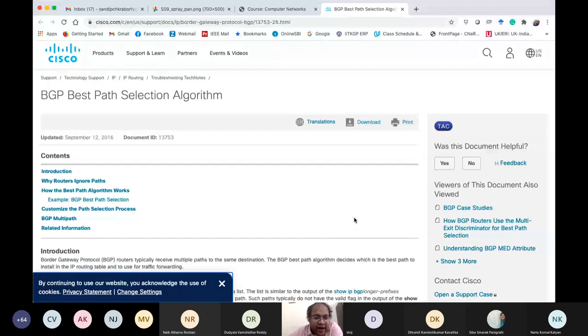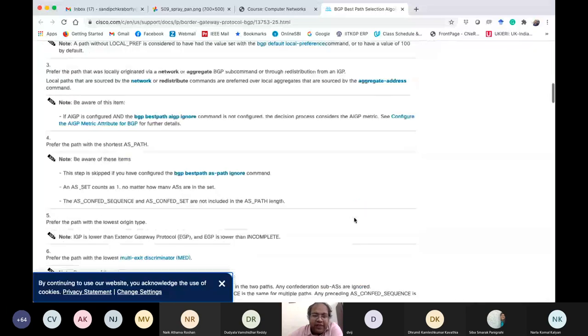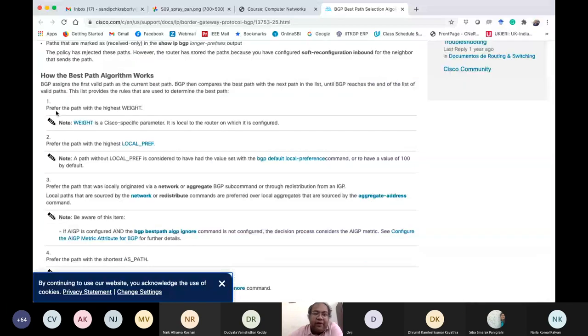Okay. Good. So here you can see the rules which are being followed. For example, prefer the path with the highest weight. Weight is a Cisco specific parameter, local to the router on which it is configured. Many such parameters are Cisco specific, and interestingly, different BGP routers, although they follow the basic BGP protocol, use certain parameters specific to the particular hardware or enterprise routers that you are using.